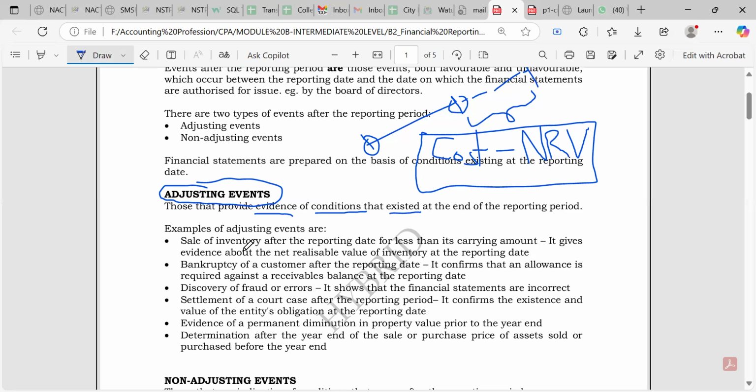It gives evidence about the net realizable value of inventory at the reporting date. Remember, presume that at the reporting date you didn't know whether the value of inventory had fallen, right? You had bought inventory at 800,000, but you find out that after the year end, you can only gain 600,000 from that inventory. So how can you sell something for a lesser amount than the cost? That is not normally the scenario, right? So that only tells you that inventory had fallen down. Now presume that at the year end you didn't know this and you held your inventory at cost instead of at net realizable value, right?